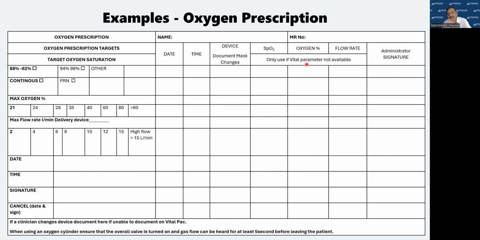And this gives a very nice representation of the oxygen therapy, and it could be part of your drug chart, because it is another prescription, isn't it? So it's all up to how much you want to bring quality into every aspect of care you give to your patients.